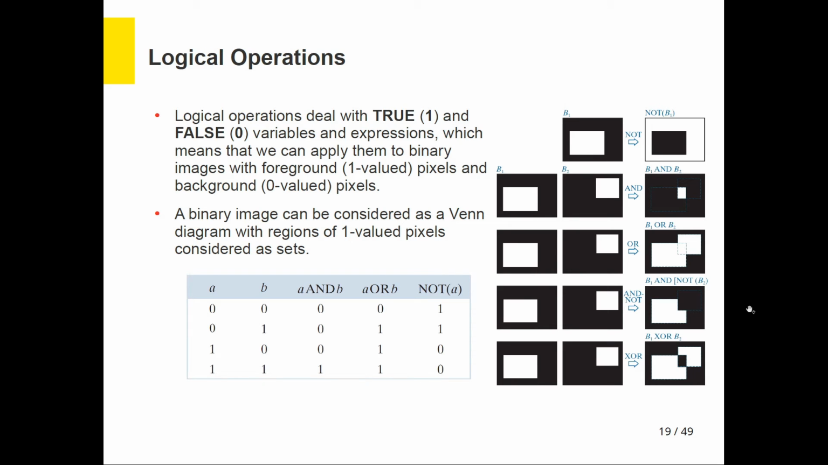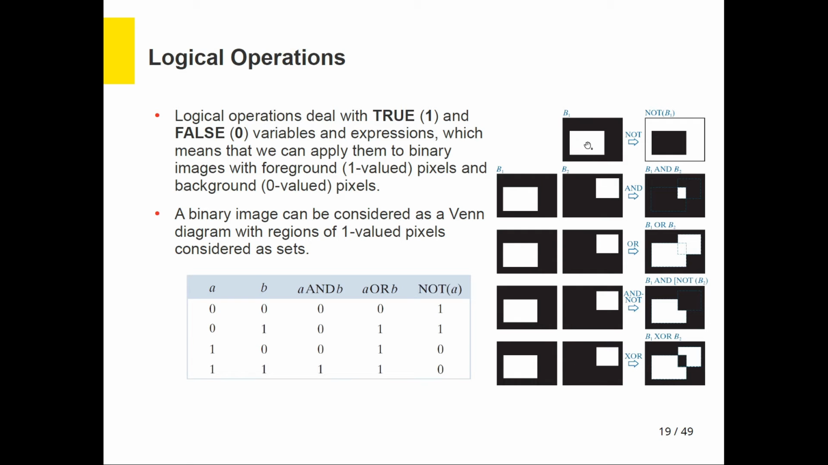So similar to set operations, we can have logical operations. Logical operations deal with true or false variables and expressions, which means that we can apply them to binary images, for which we consider the foreground to be all the pixels with value 1 and the background to be all the pixels with value 0. So a binary image can also be considered as a Venn diagram with regions of one-valued pixels considered as sets. You can see some examples here.